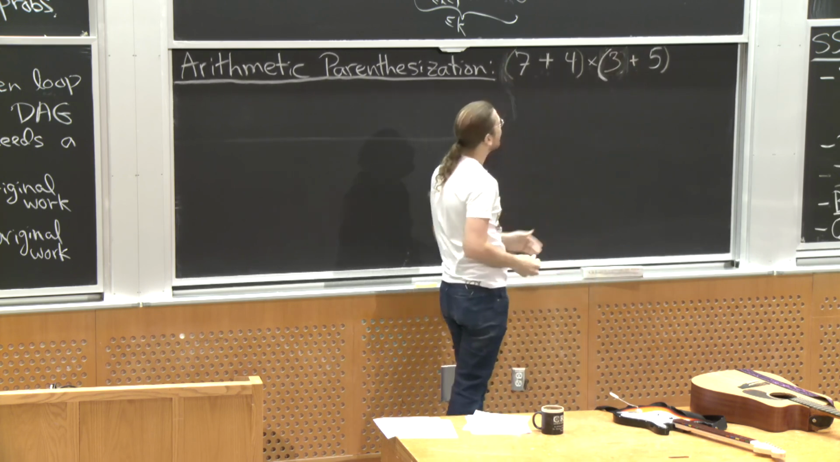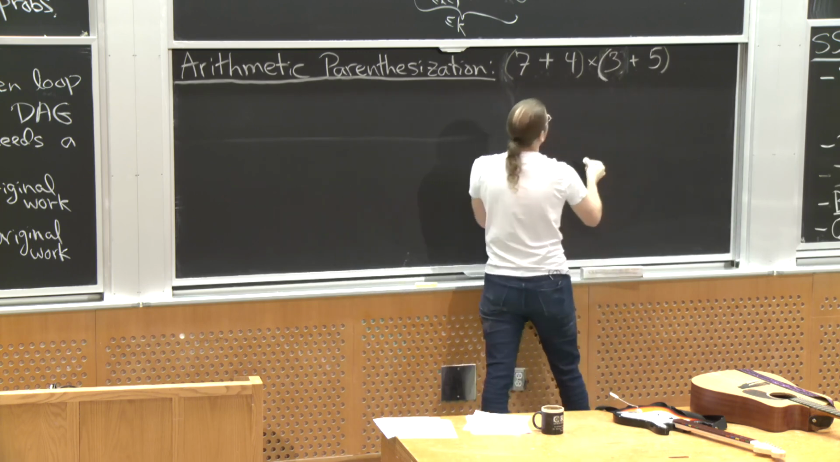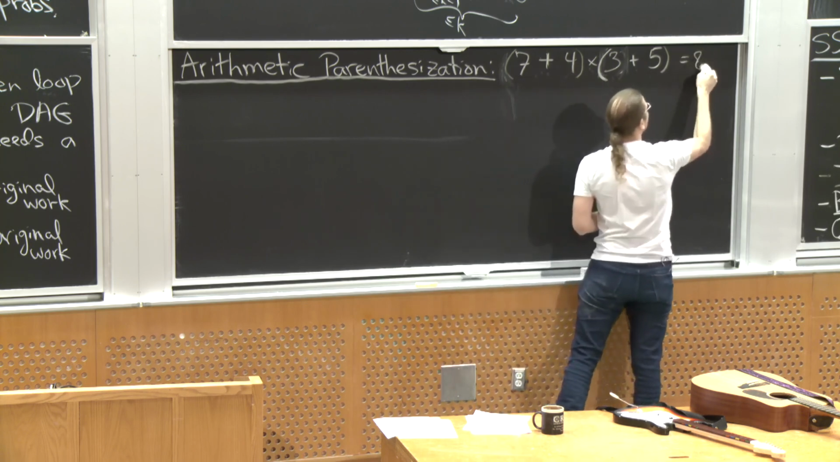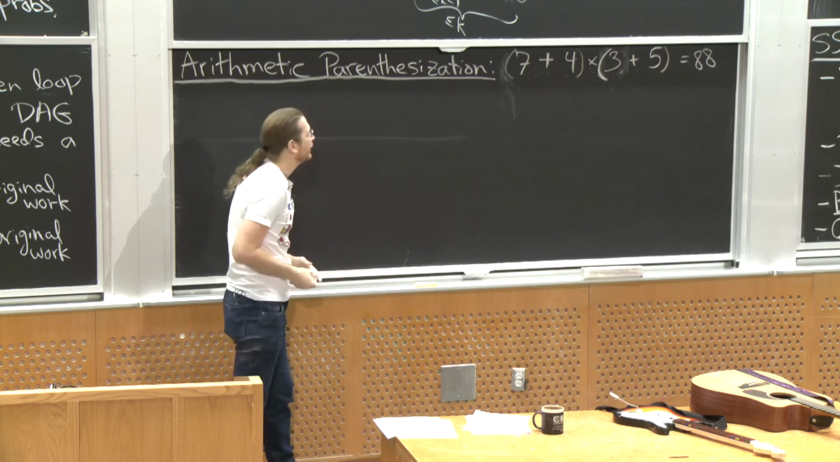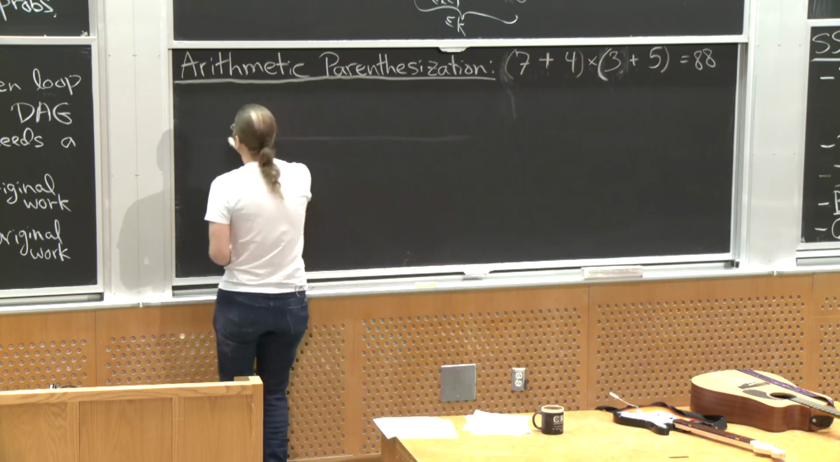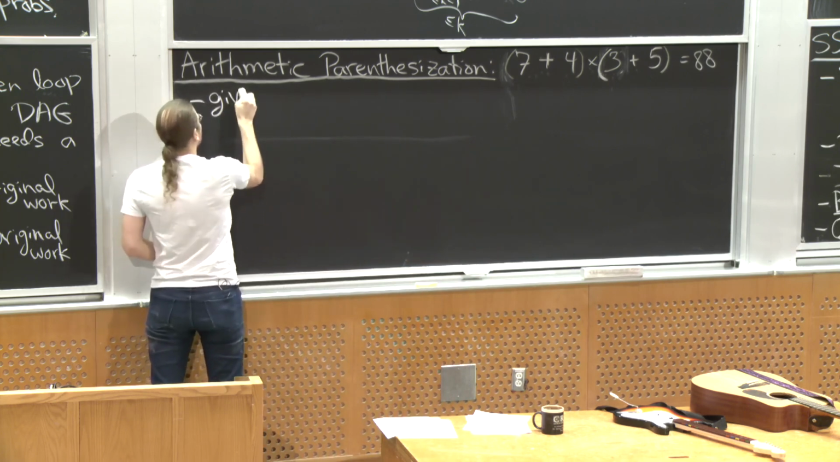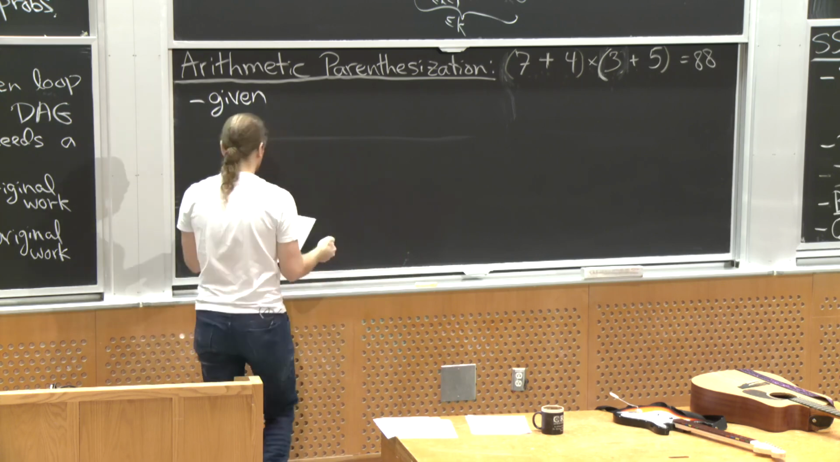over this, and each one evaluates to something. So this is 11, and this is 8, and so this is 88. And my goal is to maximize that computation, and I claim that this is the way to maximize that particular example. Okay, so let me write it in general and get my notation to match notes.